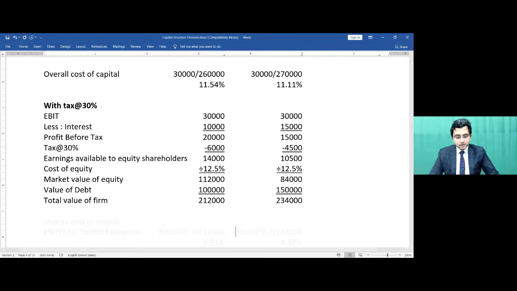Give me one moment. Earning available is wrong. I have corrected it. Okay, thank you, thank you. Wait a minute. And the second calculation, I hope that one is right.